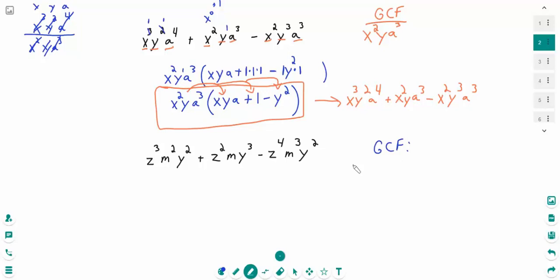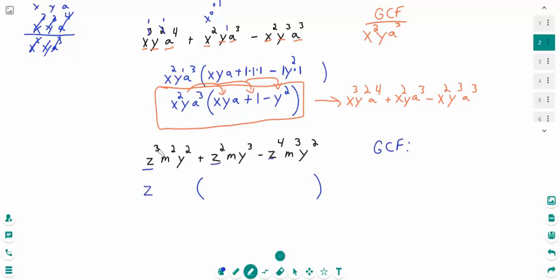That's the first step. And maybe actually we'll just write it right away down here. We know we're going to have our set of parentheses, and outside of that bucket, we're going to have our greatest common factor. Okay, so let's start with our greatest common factor. They all have z's, so we know z is going to be part of it.